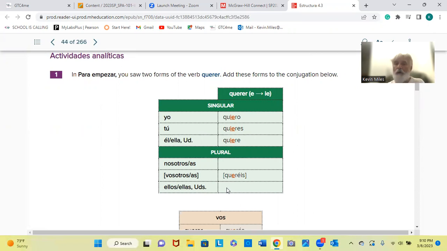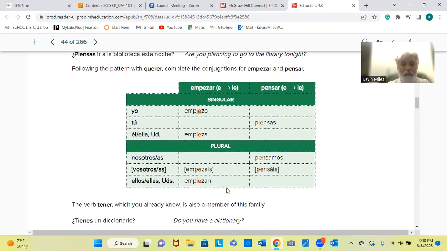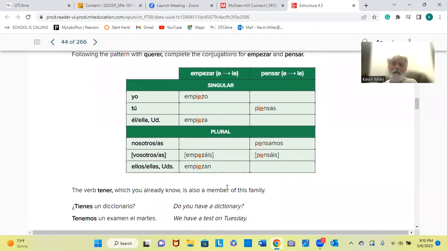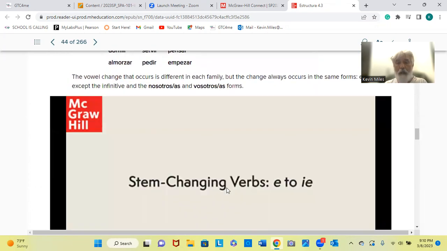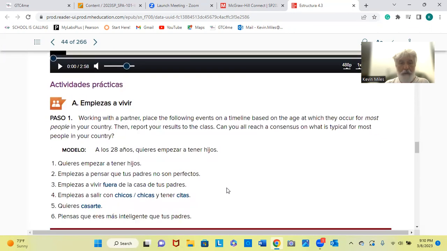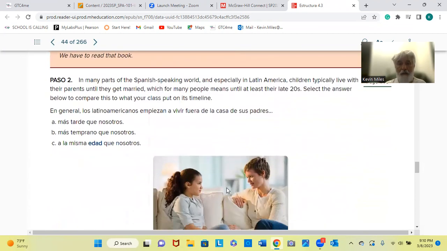The endings are your regular endings that we learned when we learned how to conjugate regular verbs. So I think this stuff is pretty straightforward. And make sure you're familiar with these verbs. Empezar means to begin, pensar to think. And you should be good, do fine on your upcoming exam. Let me see if there's anything else. Okay.